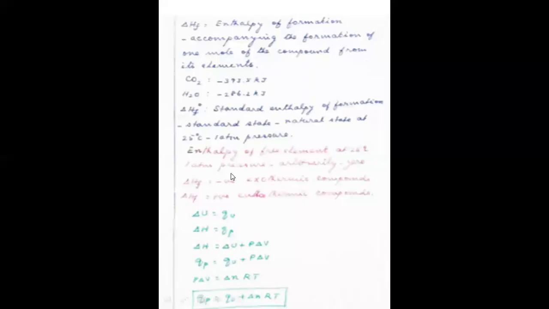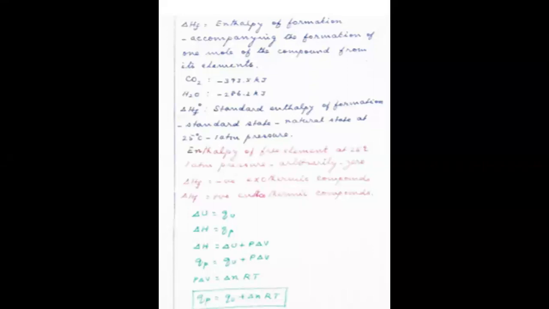At 25 degrees centigrade and at 1 atmosphere is arbitrarily fixed at 0. So delta H formation, if it is negative, then the compound is called exothermic compounds. And if the delta H formation is positive, then the compounds are called endothermic compounds. And you know the delta U, that is the internal energy change, is equal to the heat supplied at a constant volume condition. Delta H is equal to the heat supplied at constant pressure condition.